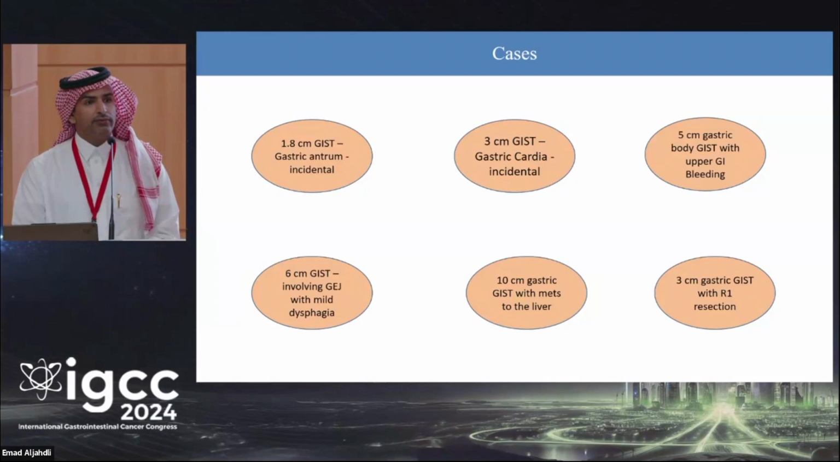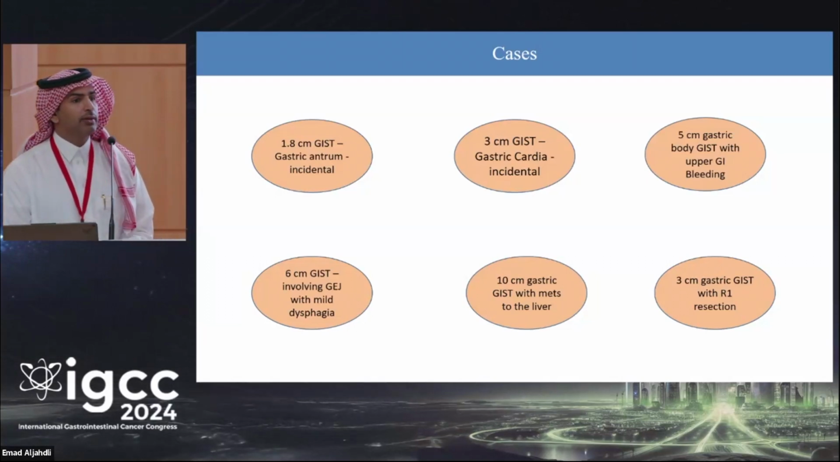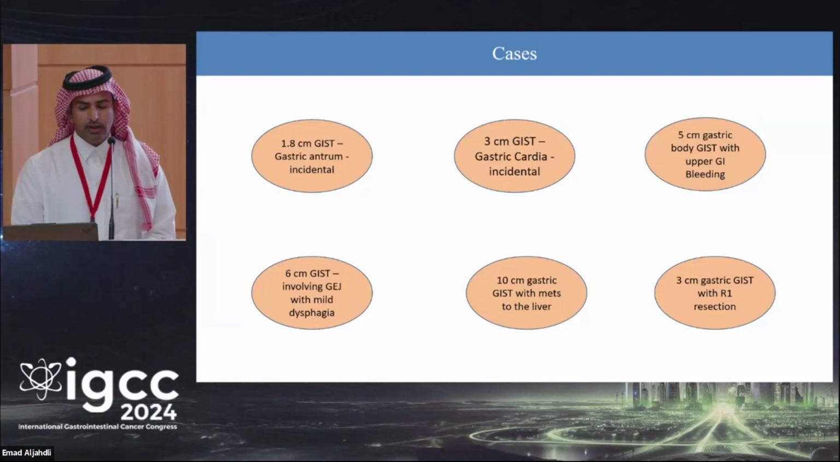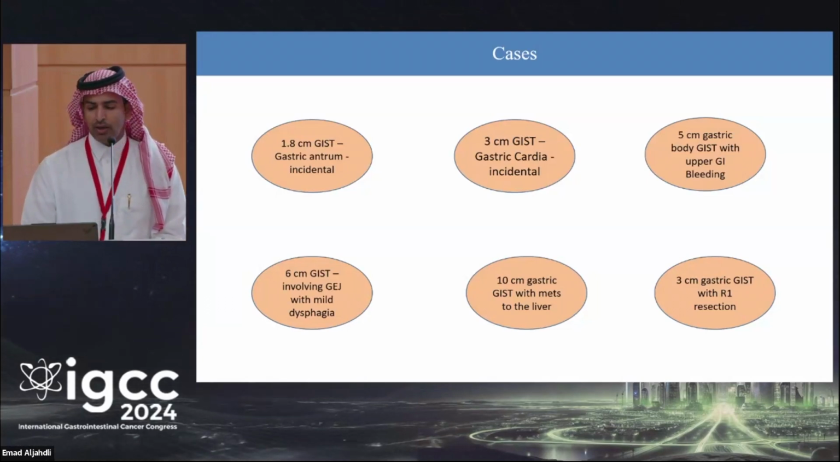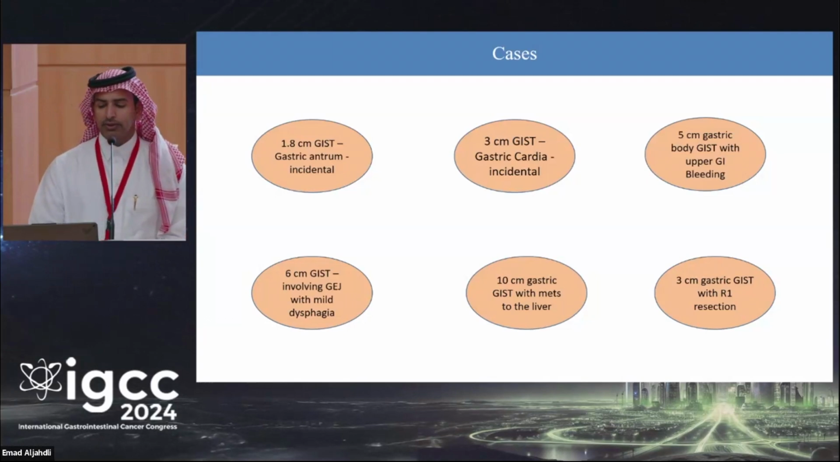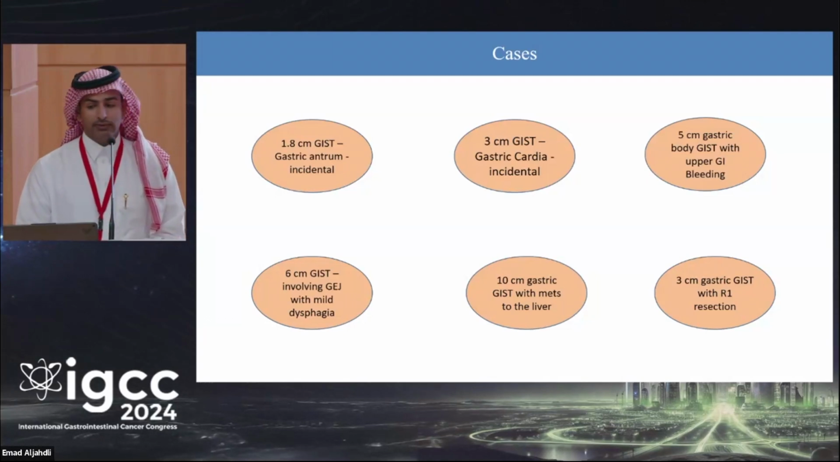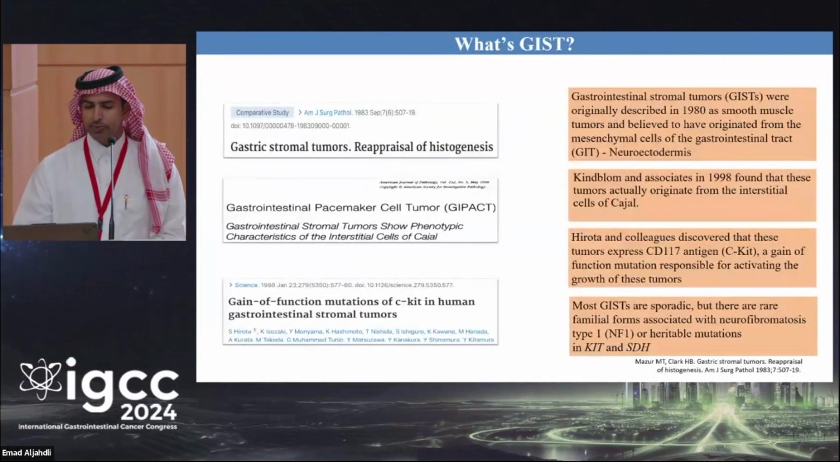The third case is a 5 centimeter lesion in the gastric body presenting with hematemesis and upper GI bleeding. The fourth case is a 6 centimeter GIST involving the GE junction with mild dysphagia. The fifth case is a 10 centimeter GIST with mets to the liver. And the last case is a 3 centimeter GIST with R1 resection with microscopic positive margin.